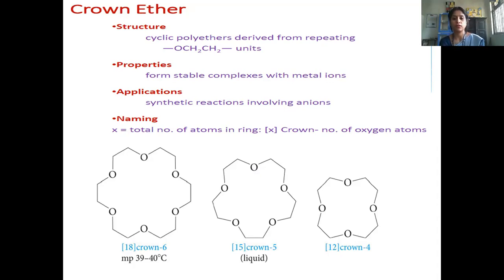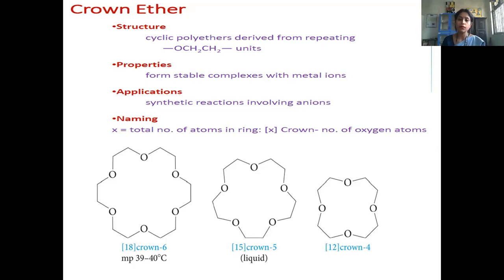We have to see the whole ring structure, and first count the total number of carbons plus oxygen atoms. That will come in a square bracket. For example, let us see the smallest one, the rightmost. There are 4 oxygen atoms and 1, 2, 3, 4, 5, 6, 7, 8 carbons. So 8 plus 4 is 12. We put 12 in bracket followed by the term crown dash, then the number of oxygen atoms in the ring, that is 4. So this structure will be 12-crown-4.